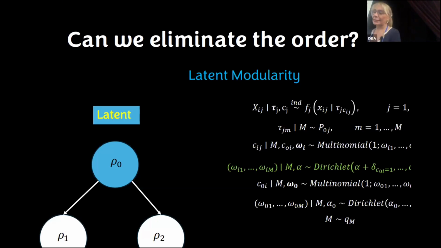So Cij is the cluster assignment of individual i in view j. Now we link the cluster assignments of each individual through views by assuming the cluster assignment of each individual depends on the same set of parameters across views. So here omega i1 to omega iM are subject dependent. And then on this set of weights, we put a Dirichlet prior with parameter alpha plus an offset in correspondence of the component to which individual i is assigned within the latent partition, okay?